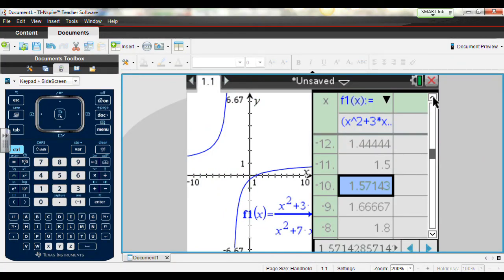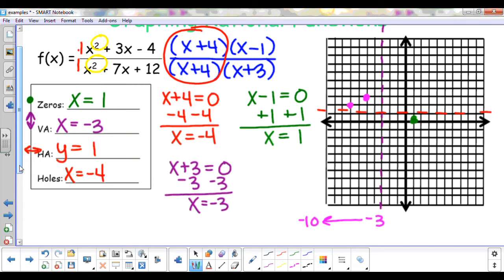And then here at -10, it's at 1.57143, which is pretty much 1.5. So I'm going to plot that at -10 and 1.5. So this gives me an idea of what my graph is doing.